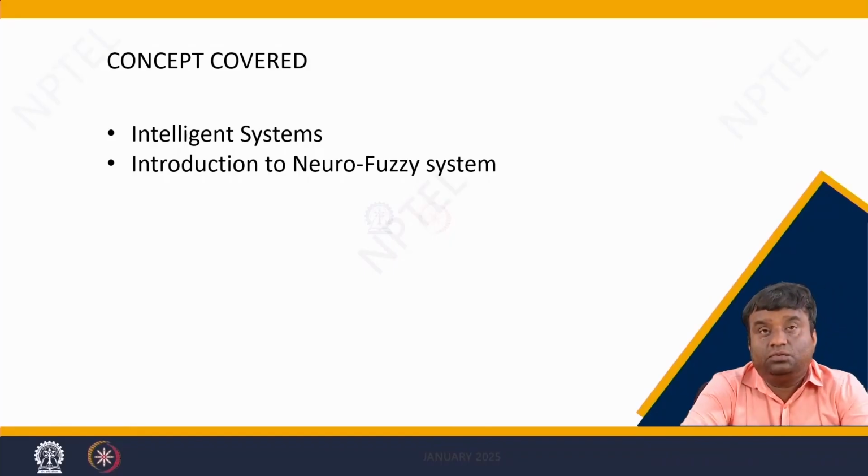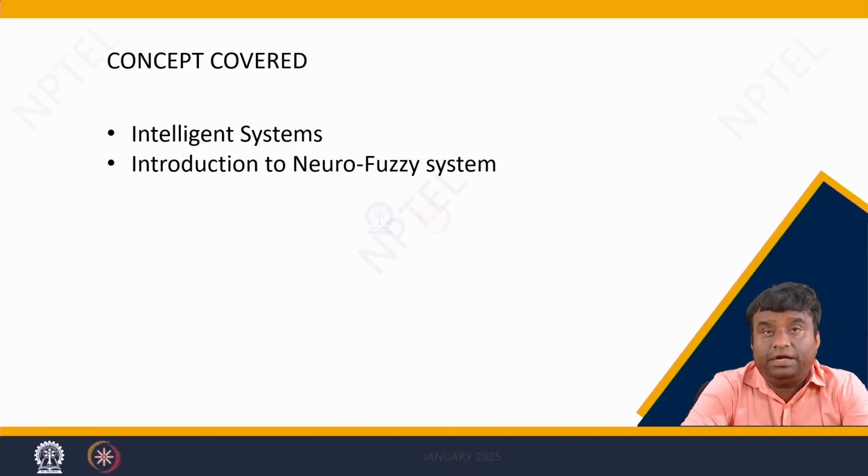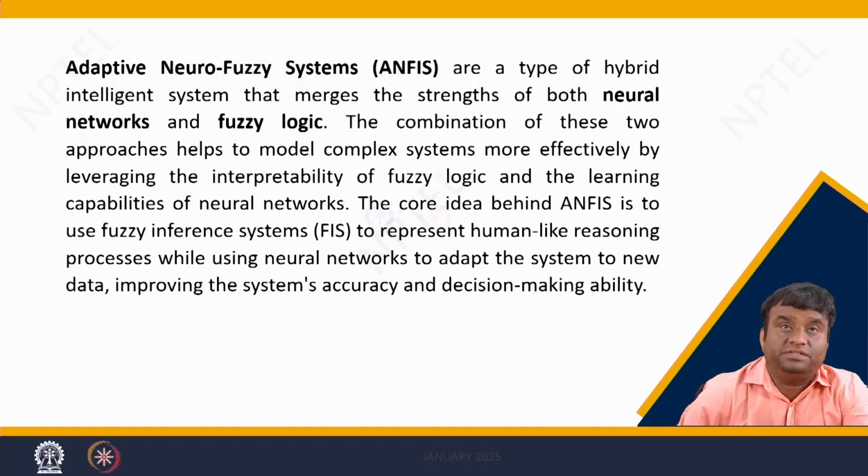So in the last class, we have understood some intelligent systems and also the introduction part of Neuro-Fuzzy system. In this class, we will try to understand adaptive Neuro-Fuzzy system, that is ANFIS.